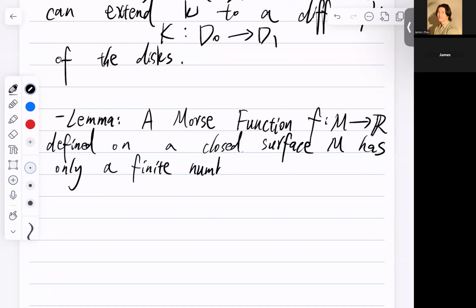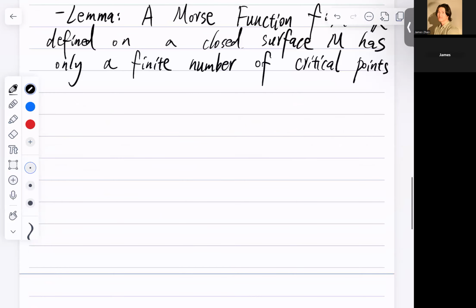So in the last case, we said we have two critical points, right? But here we're saying, oh, this function can be anything, right? If it has two, M is diffeomorphic to S2, to the sphere. But if it has more, it still has to be finite. It just can't be an infinite number of critical points. Why is that? We're going to prove it today.